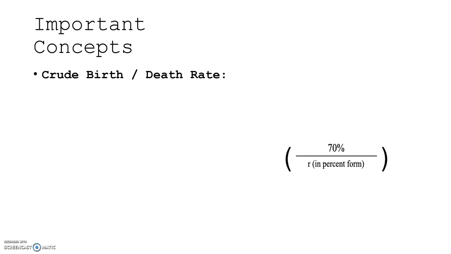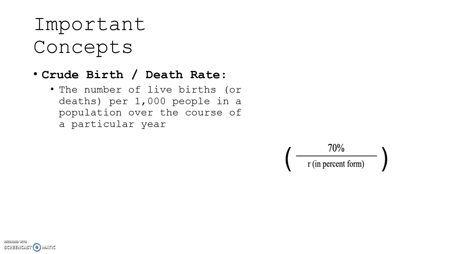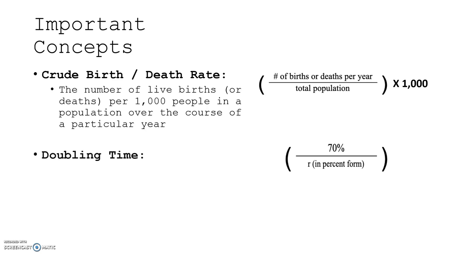So some important concepts. Crude birth rate and death rate. Birth rate or death rate is the number of live births or deaths per 1,000 people in a population over the course of a particular year. So number of births or deaths divided by the total population times 1,000. So it's always out of 1,000.